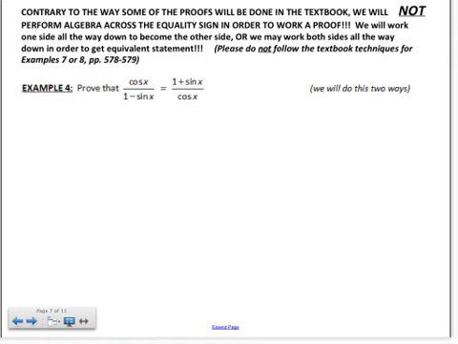Now, this is very important. Contrary to the way some of the proofs are going to be done in the textbooks, we will not perform algebra across the equation. I don't really know why that happens, so ignore how the textbook does it. Therefore, if you're a person using a tutor in the textbook instead of the videos, too bad for you. But what we do want you to do is look at the book and see if any of the problems in the book you can do, because that's where some test questions might come from.